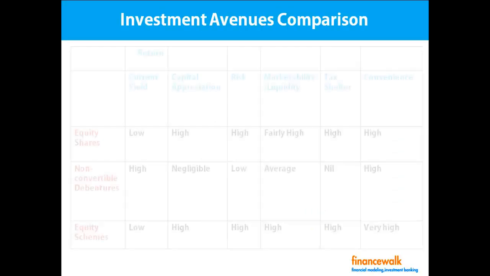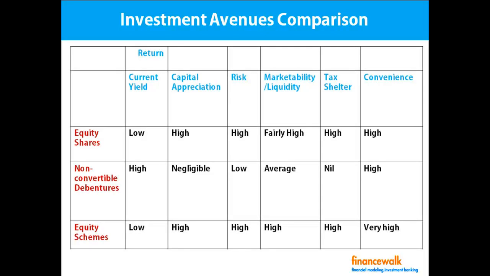Now, how do various investment avenues compare? Let's see the comparison table. On the left hand side, you will see different investment alternatives, that is equity shares, non-convertible debentures, and different equity schemes. In the top row, you will see return, that is current yield, capital appreciation, risk, marketability or liquidity, tax shelter, and convenience.